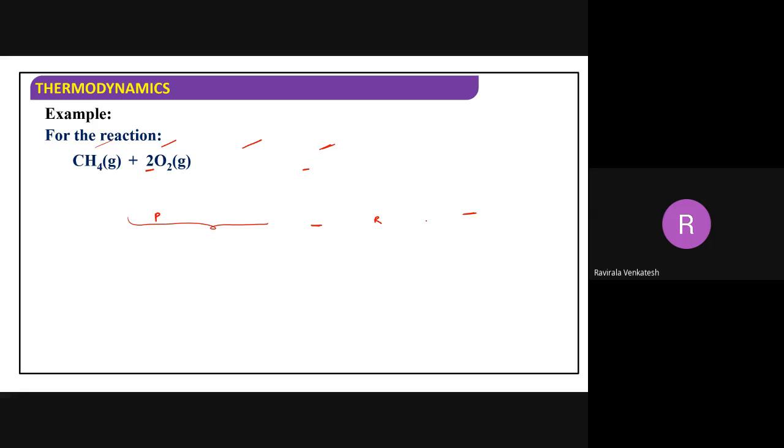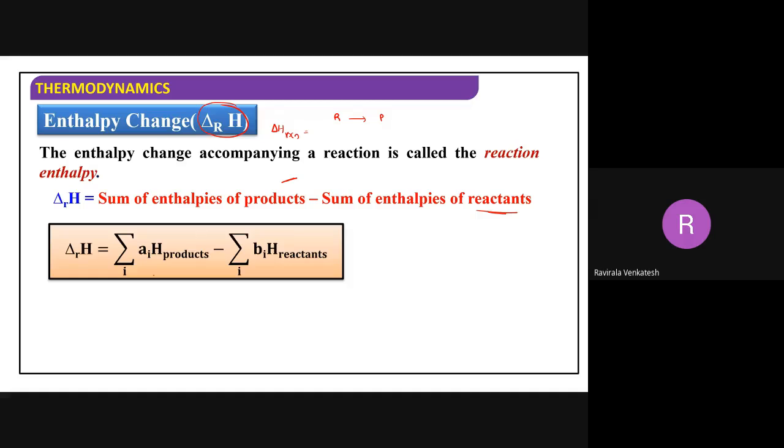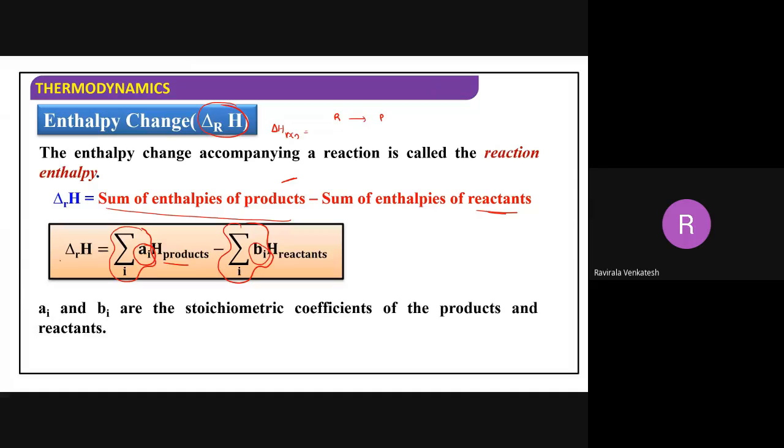Now if I observe the formula here, you see how many products we are having. Take all the products, including their number of moles, and all the reactants also you can take. In that case, sum of the enthalpies of the products, including their number of moles. A means the number of moles of products, B means the number of moles of reactants, minus the sum of the enthalpies of reactants. A and B are the stoichiometric coefficients of the products and reactants.